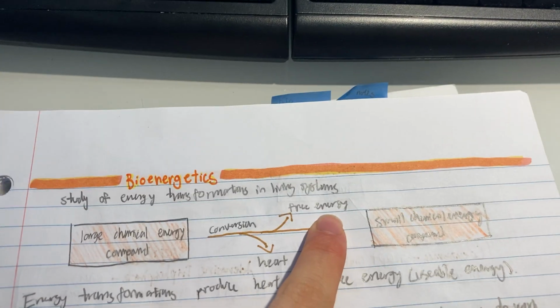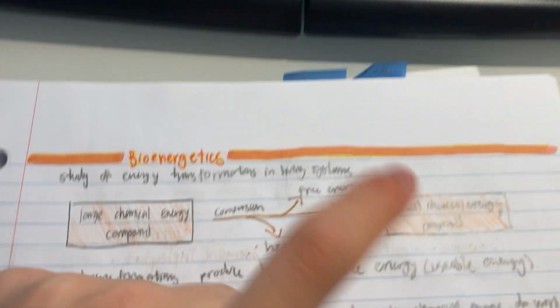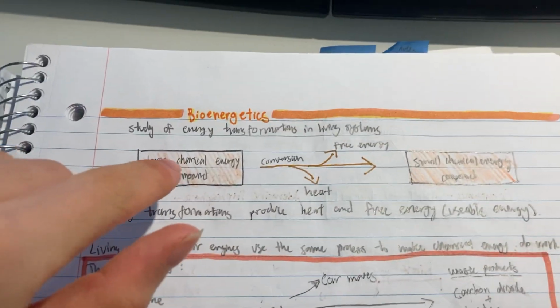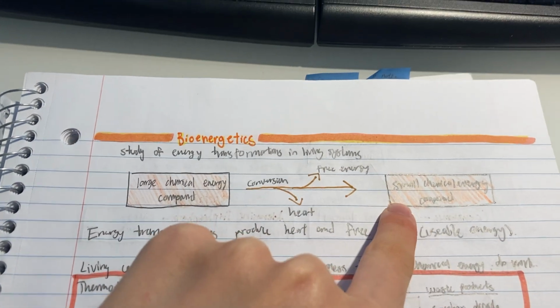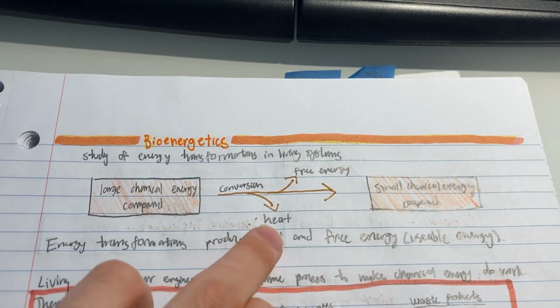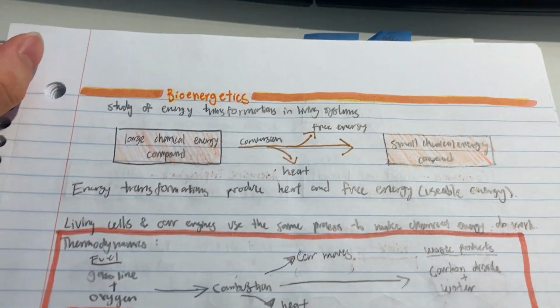This free energy is usable energy. We can use this energy. Basically, you turn this into this, and in the process in which you turn this into this, you release heat and free energy.